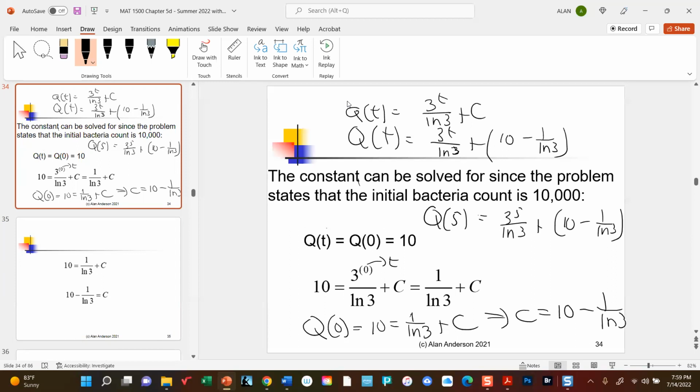All right, so 3 to the 5th power is 243, divided by the log of 3.